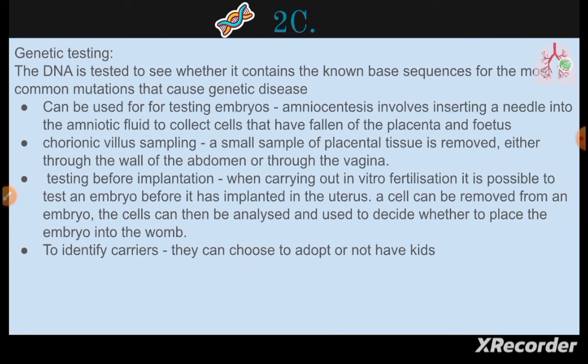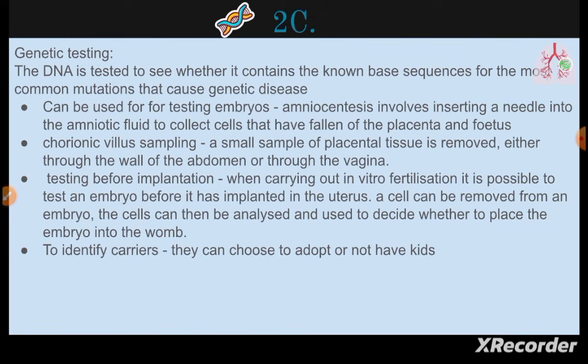Genetic testing. The DNA is tested to see whether it contains the known base sequence for the most common mutations that cause the genetic disease. Genetic testing can be used in multiple ways. It can be used to identify adult carriers. They can choose to adopt or not have kids. This is the answer to the question which asks you why, because of genetic testing, fewer kids now have a genetic disease, for example, cystic fibrosis.